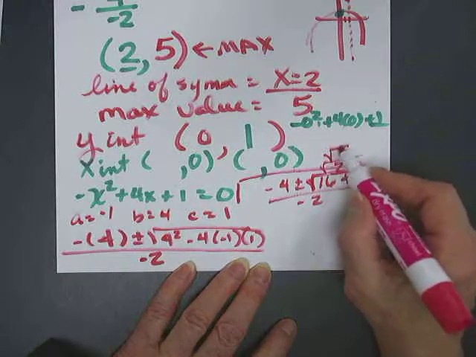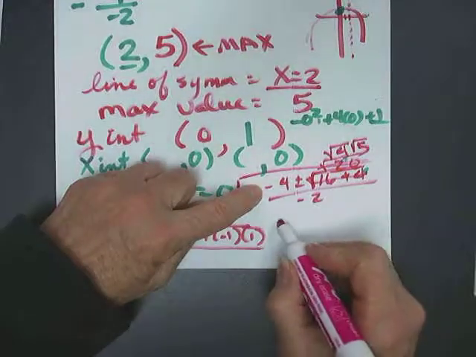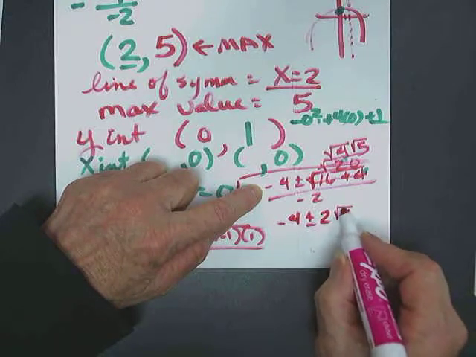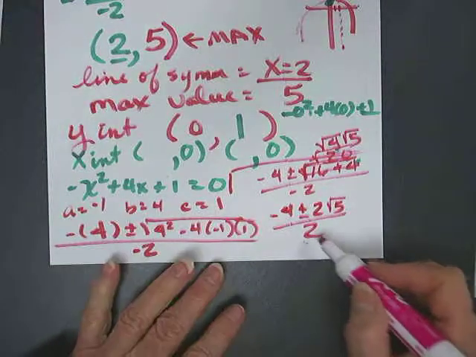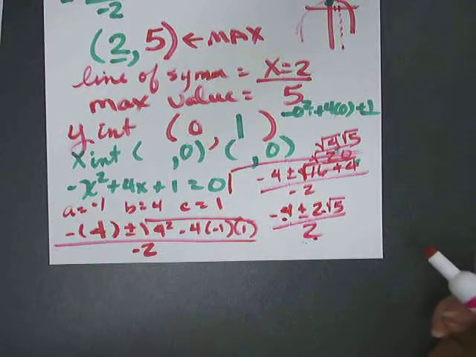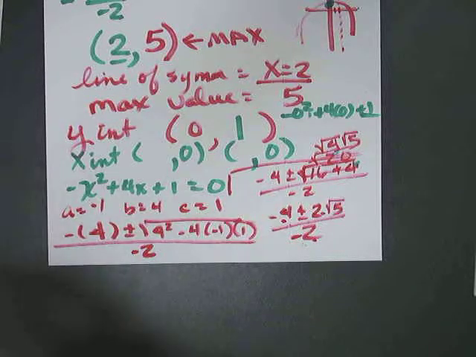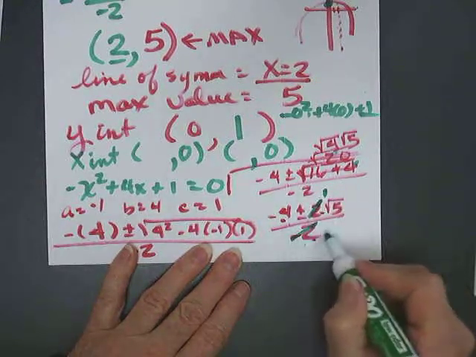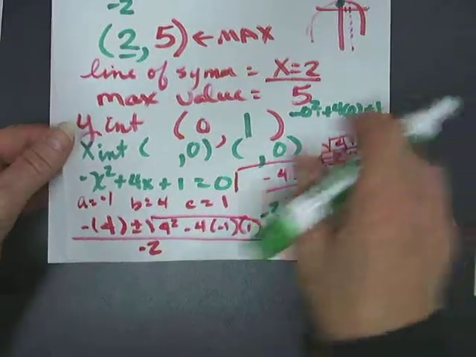Okay, so we have negative 4 plus or minus the square root of 16 plus 4 over negative 2. This is square root of 20, which is 4 times 5. So we have negative 4 plus or minus 2 square root of 5 over 2.